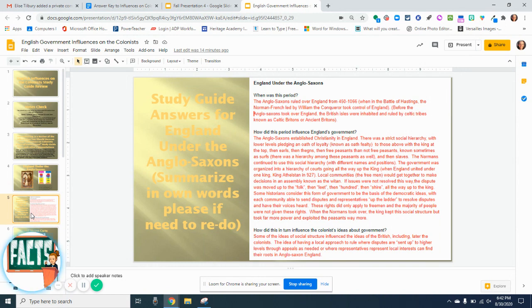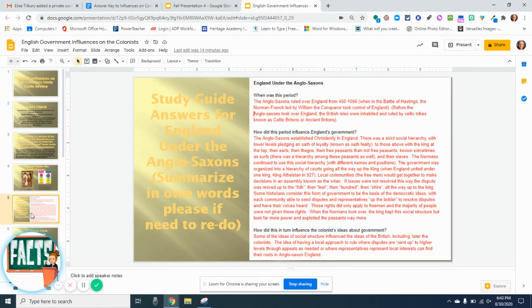So the government was organized into a hierarchy of courts as well, going all the way up to the king. Once England was established under one king, King Athelstan, in 927, local communities of freemen, again, these rights really only applied to nobles until much later on in history, would get together and make decisions in an assembly known as a witan. And if there were any issues that were not resolved this way, then the disputes were moved up to the folk, then the leet, then the hundred, then the shire, all the way up to the king.